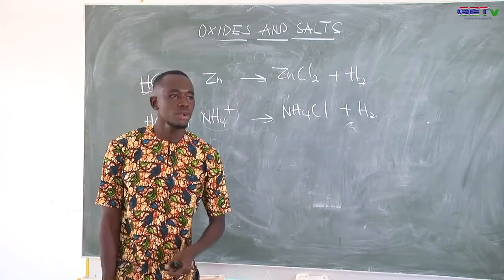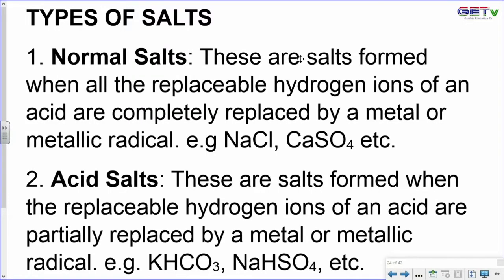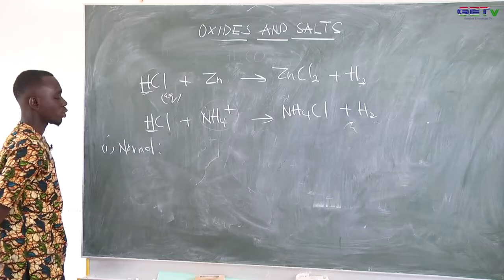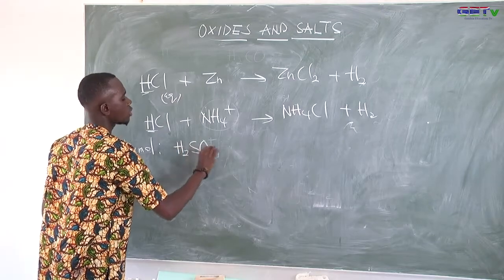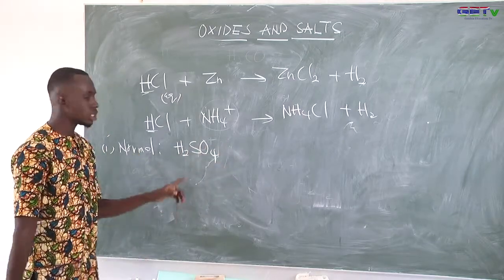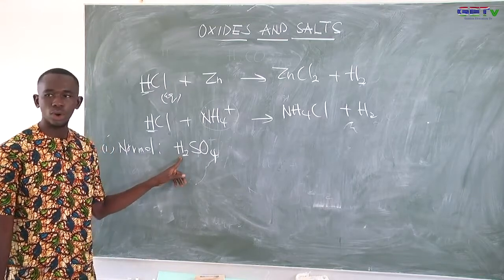Now we have types of salts. The first one we have is called normal salts. We said normal salts are salts formed when all the replaceable hydrogen ions of an acid are completely replaced by a metal or metallic radical. If you have an acid like H2SO4, when we were discussing acids, we said we have what is called basicity.